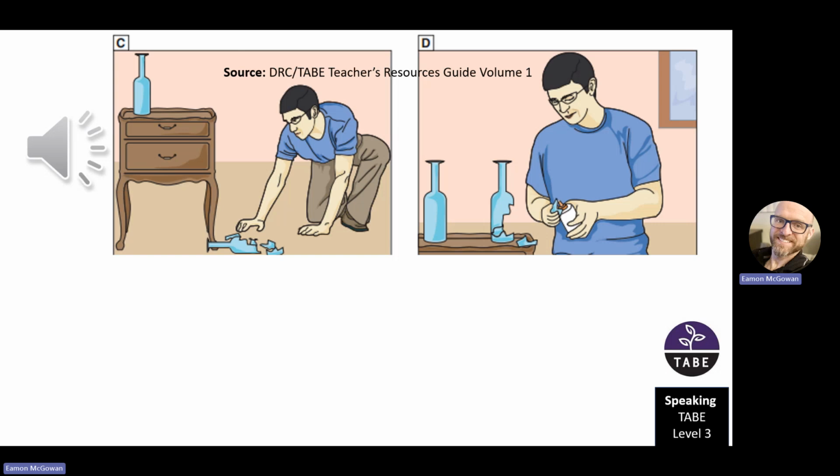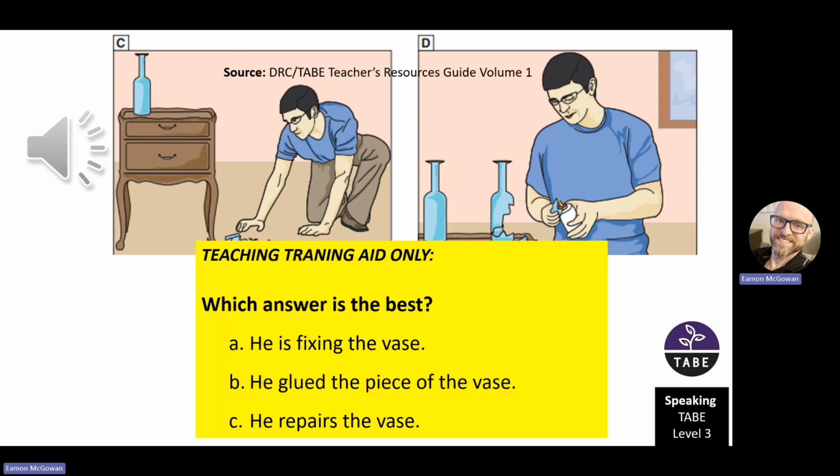So now this is for teacher training purposes only. Here are 2 pictures. I want you to think to yourself, which is the best answer? A, he is fixing the vase. B, he glued the piece of the vase. And C, he repairs the vase. So the correct answer would be B. And I'm seeing here there's a small typo. It should say he glued the pieces of the vase.